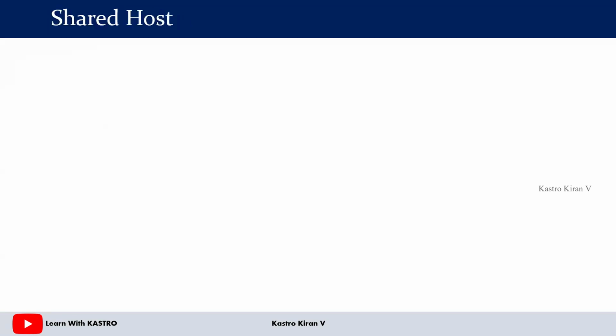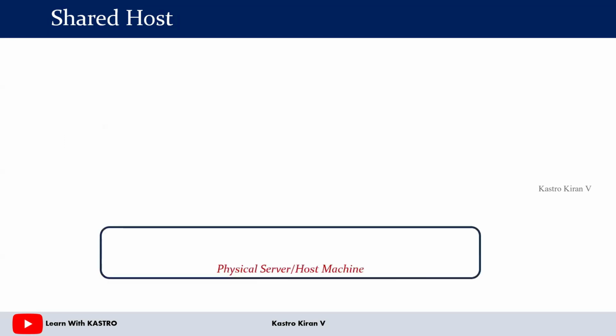Right. Now let's talk about a concept called a shared host and a dedicated host. I was telling previously that we are going to have a physical server, which is also called a host machine. Let's assume that I have my physical server or a host machine with the required configuration. Let's say 2 TB hard disk, high-end processor, and also 10 CPUs, high-end graphic card, high-end RAM. All these configurations are available in my physical server.